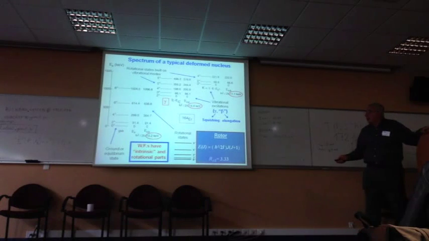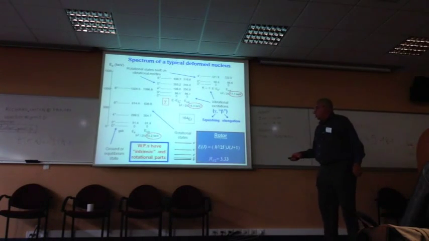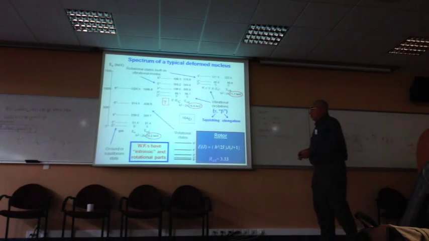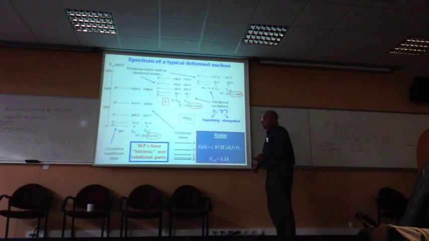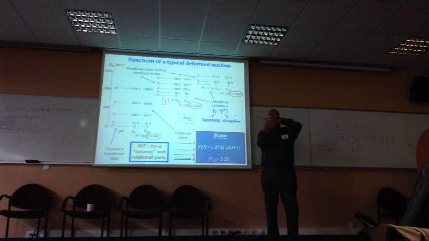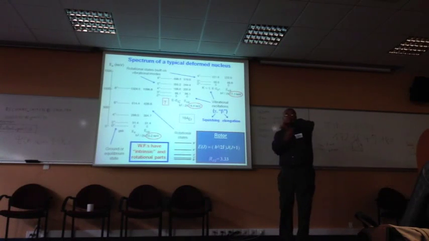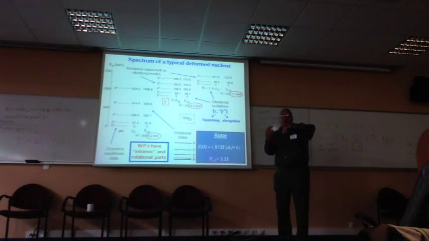And note that the wave functions of all these states have both intrinsic and rotational parts. Okay? In other words, the ground state has a certain structure. These states are simply rotational motion superimposed on the ground state. This has a certain intrinsic structure, and these states are rotation superimposed on that. And the same thing here.